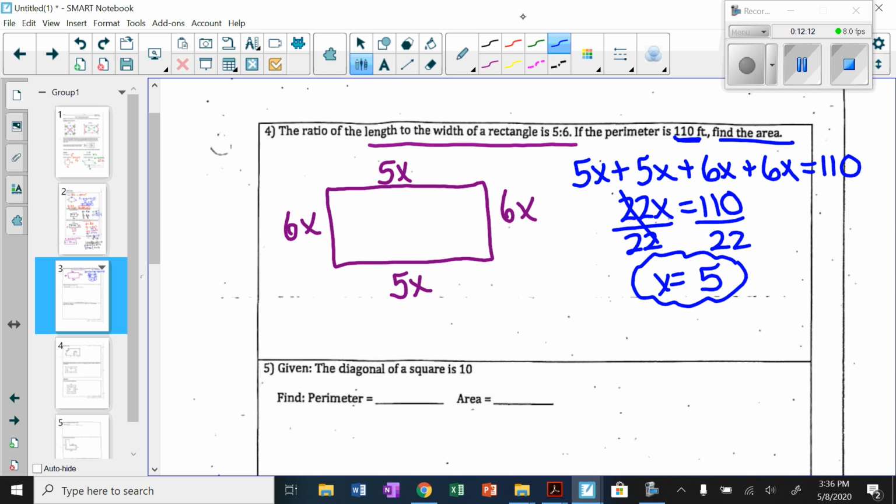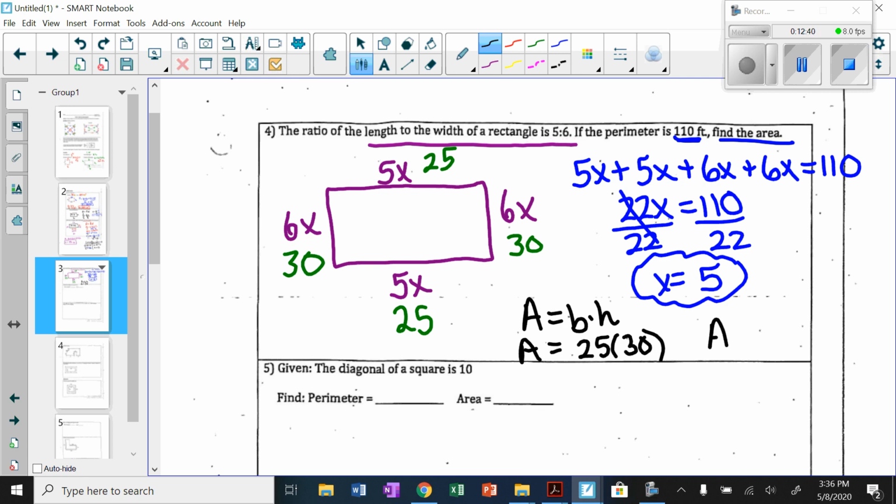Now, let's use that x and plug it in. So we're going to get a base of 30. Oh, no, a base of 25, sorry. A height of 30. So the top and bottom are 25, the right is 30, the left is 30. Now we want to find the area. Well, area is equal to base times height, or length times width. So the area is going to be 25 times 30. So the area will equal 750 feet squared.